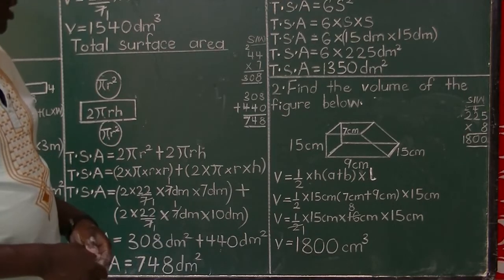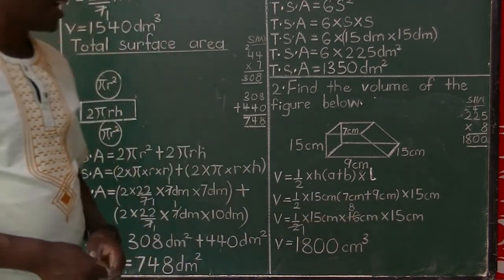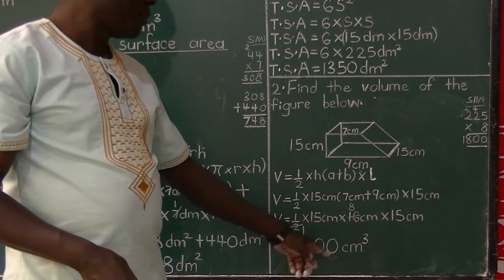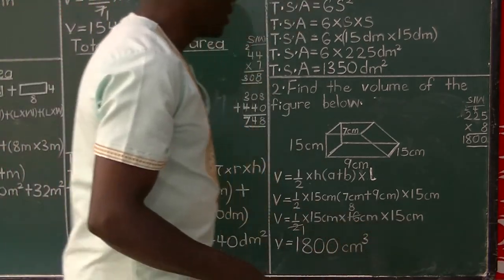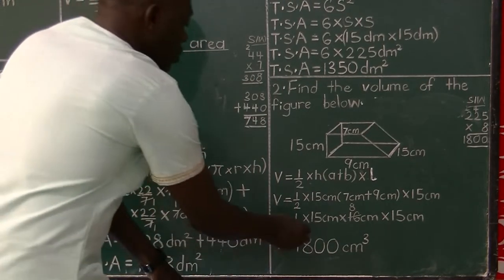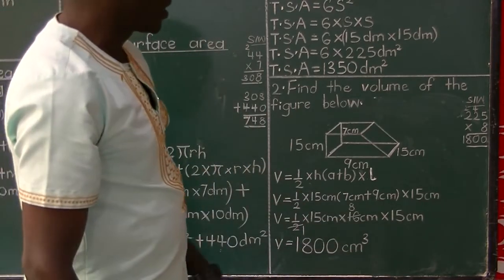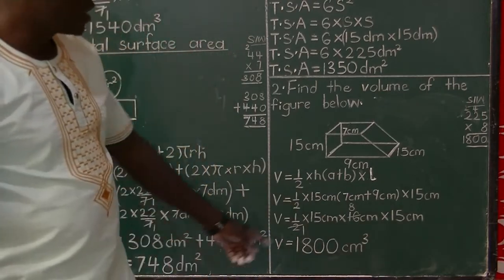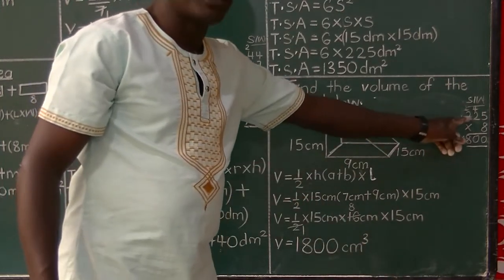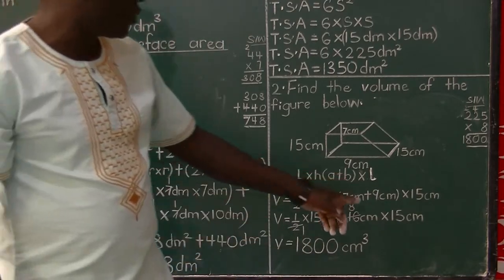Now start to cancel if you can. First get the sum of 7 and 9, which is 16. Then write a half times 15 centimeters times 16 centimeters, then times 15 centimeters. Now 16 and 2 provide a platform for us to divide by 2. Divide 16 by 2 and get 8. So 15 centimeters times 8 centimeters times 15, whereas 15 times 15 is already 225. So we multiply 225 by 8.